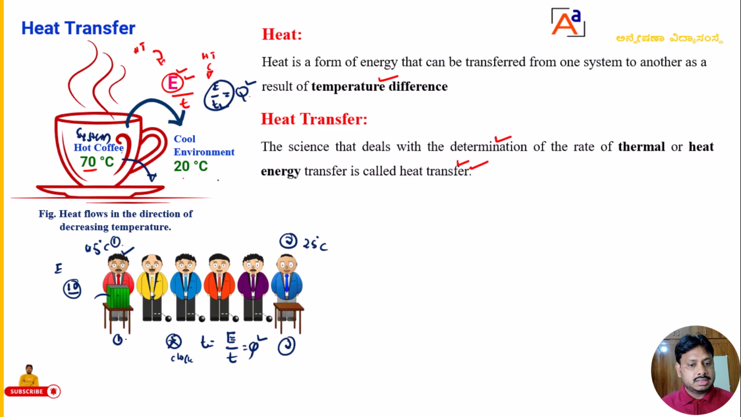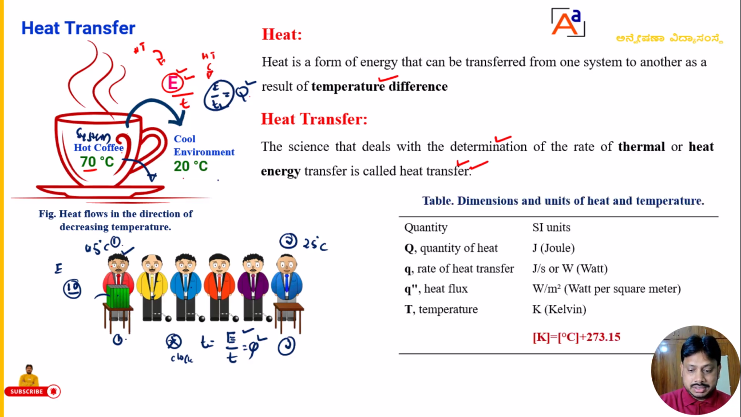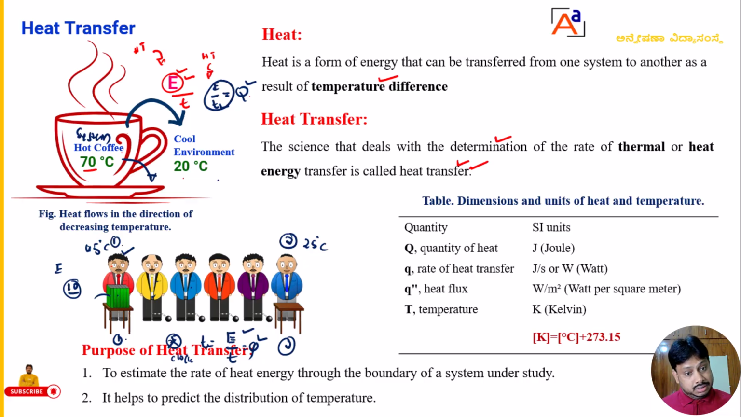What is heat transfer now? Heat transfer is a branch of science that deals with the amount of heat energy transfer, or rate of heat energy or thermal energy transfer, for unit time. That is known as heat transfer. And what is the purpose of heat transfer? Is it only to determine the amount of heat transfer for unit time? No. It is used to determine the temperature distribution, or to predict the distribution of temperature in a system. This is also one of the purposes of heat transfer.